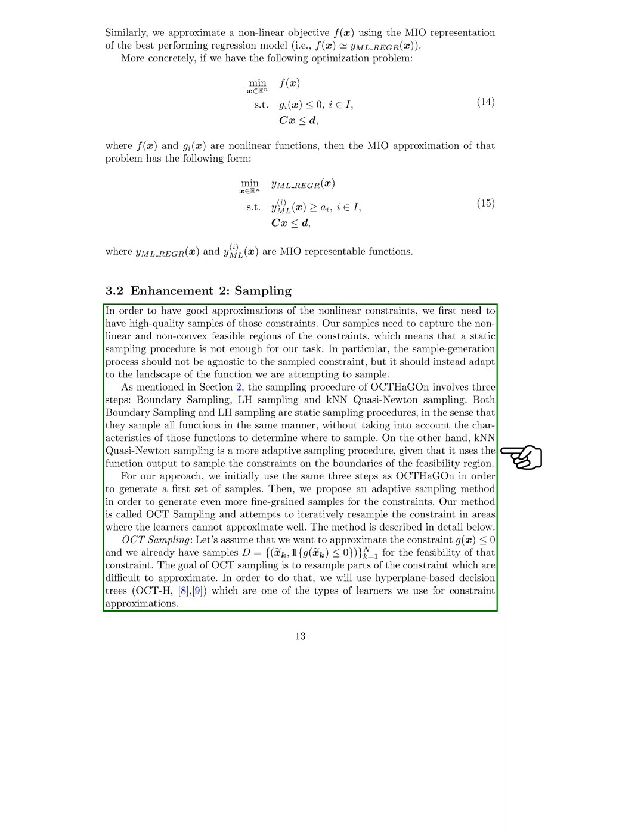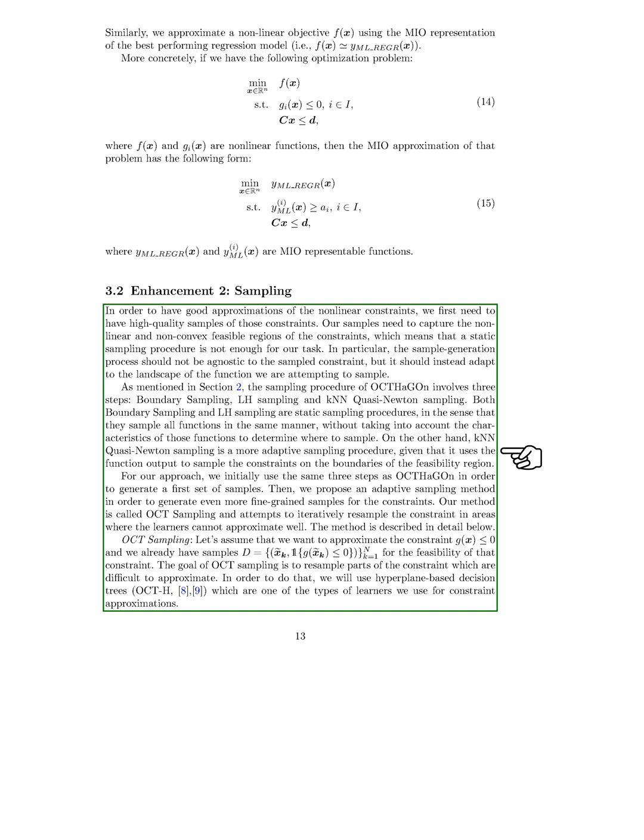For this enhancement, we start with the same three steps to generate an initial set of samples. Then, we propose an adaptive sampling method to generate even more detailed samples for the constraints. We call this method October sampling, and it works by iteratively resampling the constraint in areas where the learners can't approximate well. Here's how October sampling works.